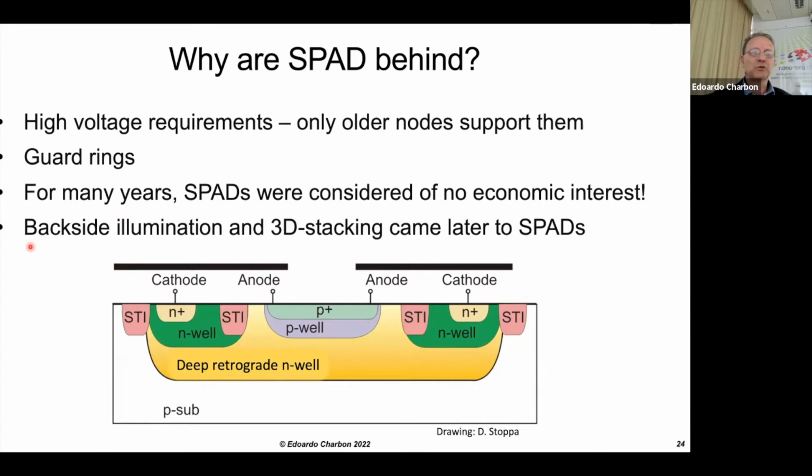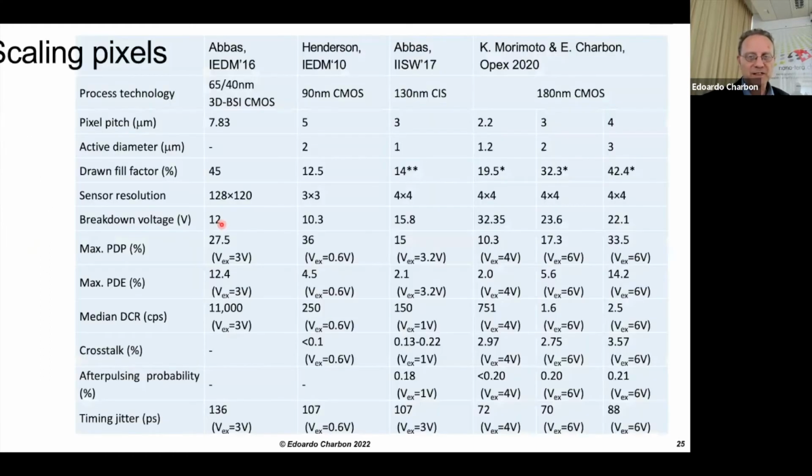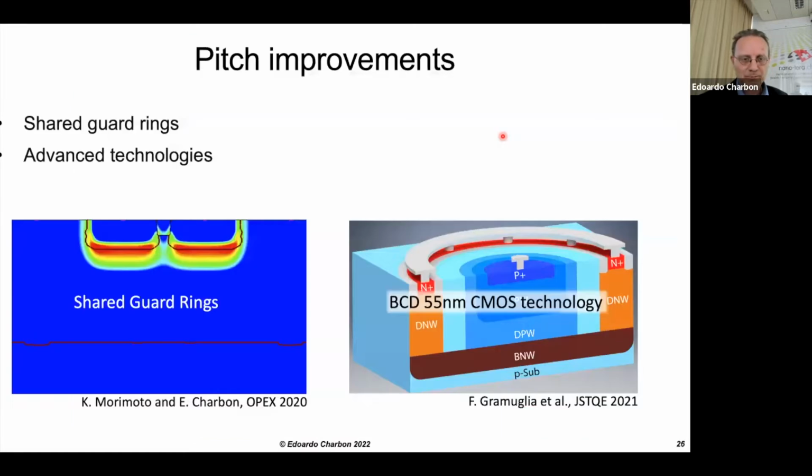So a solution to improve this situation, of course, is to use backside illumination and 3D stacking. And this actually came only recently to SPADs. This is an example of how small you can make the pixels, and I think the world record at the moment is about 2 micrometers. With this type of detector, you can, in principle, achieve megapixel sensors that are very, very small, millimeter by millimeter square.